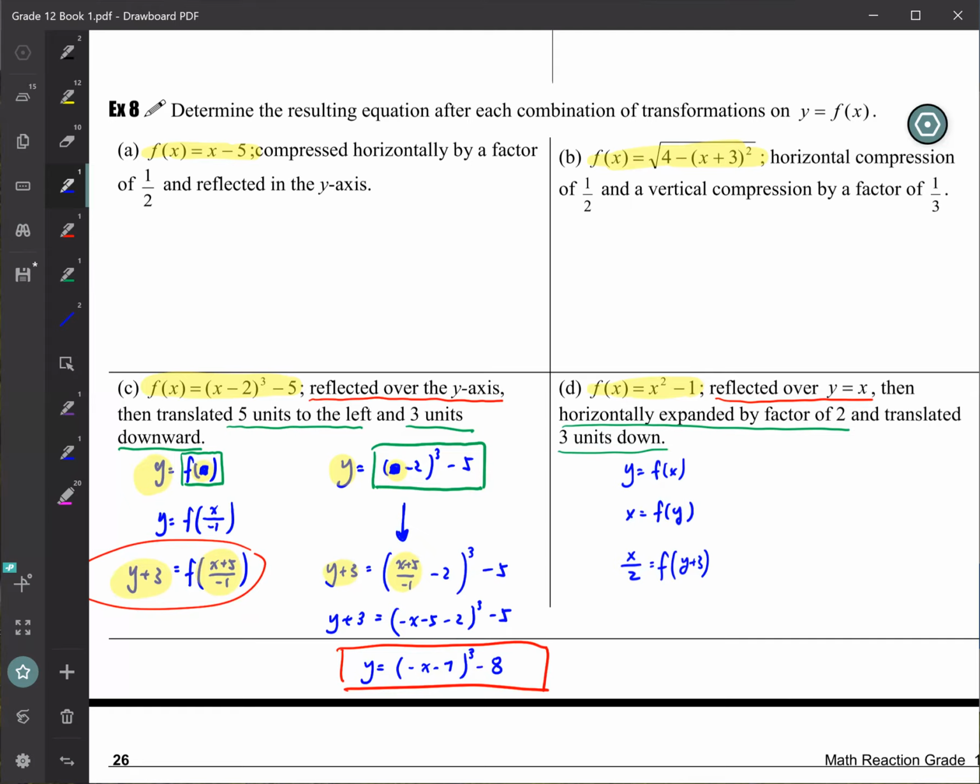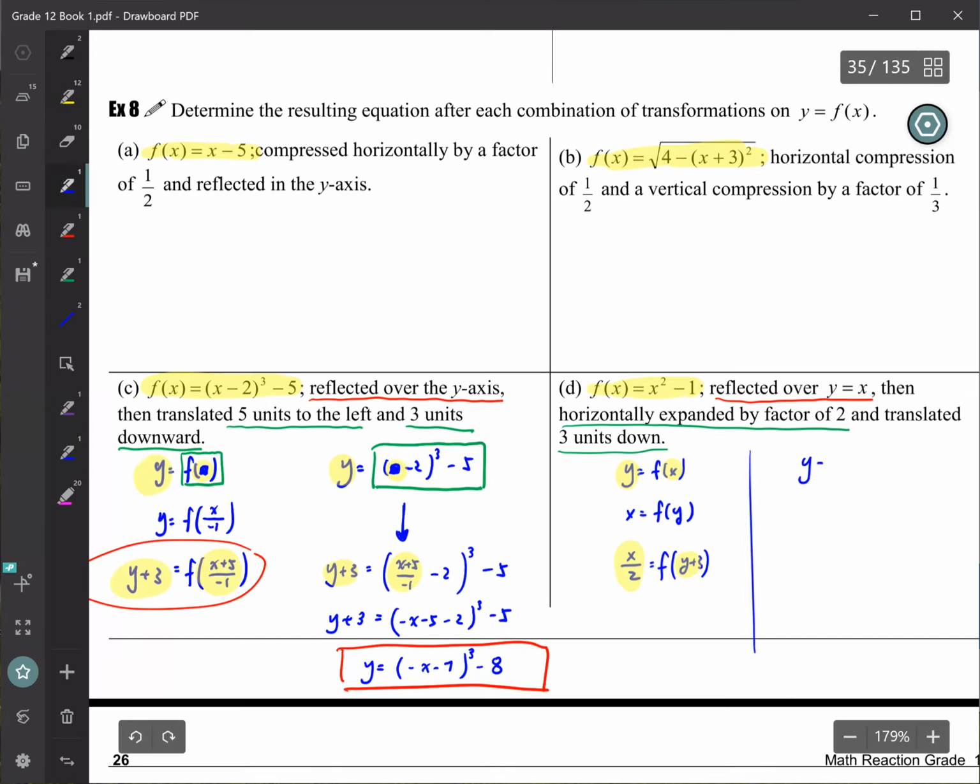Now that means the y part, see the yellow highlighted, you have to replace it with the x over 2. And then the x part, you have to replace it with the y plus 3. Because there's an inverse. Used to be y, it becomes x. Used to be x, it becomes y.